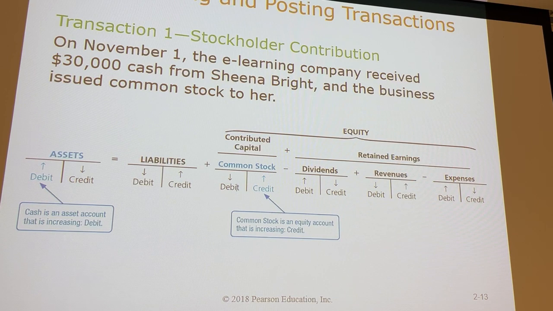And then common stock is going to be increased. And common stock is an equity type account that goes up with a credit. So we know that we're going to show a credit entry for common stock.